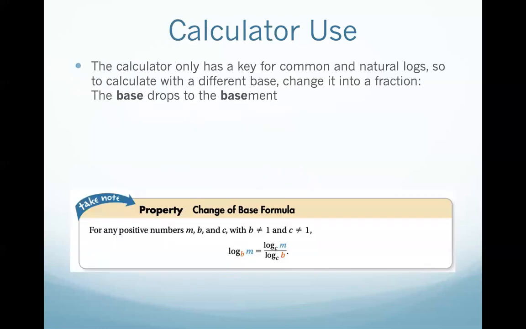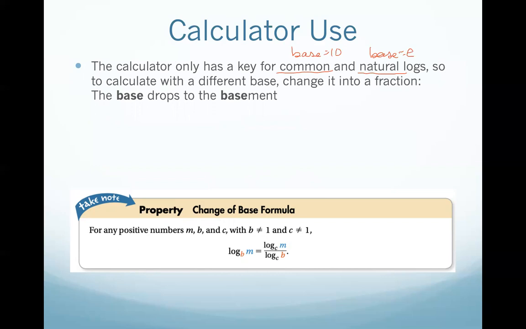Okay. The last thing for this lesson is, how do I use my calculator if the base is not e or 10, right? Because we said those are the ones that are on the calculator. We have the common log. Common means base 10, and natural means base e, right? And the trick here is to drop the base to the basement. The base goes down into the denominator.